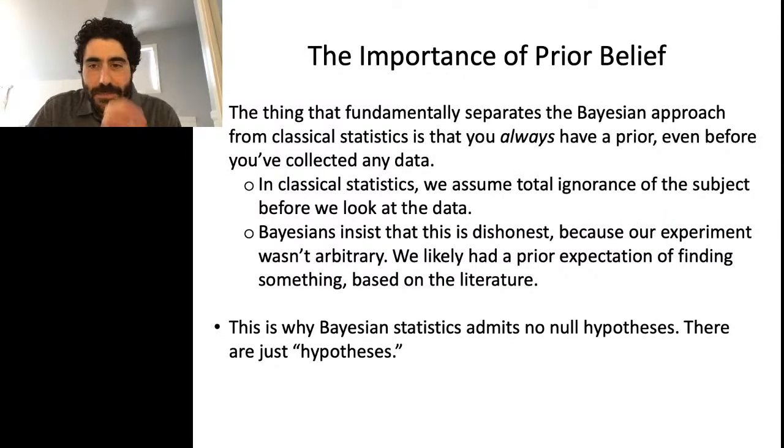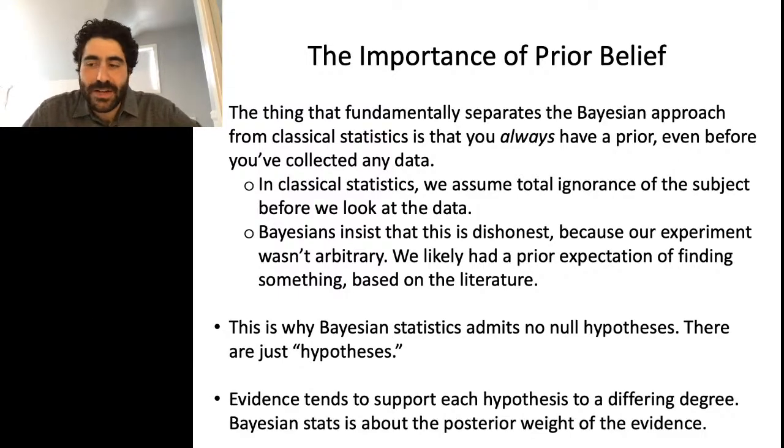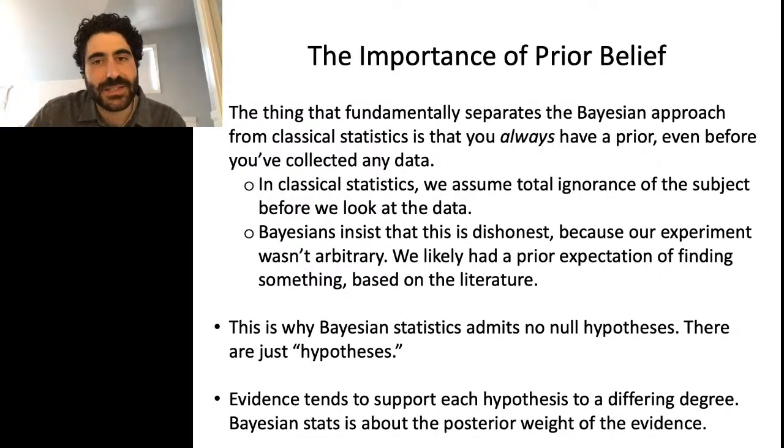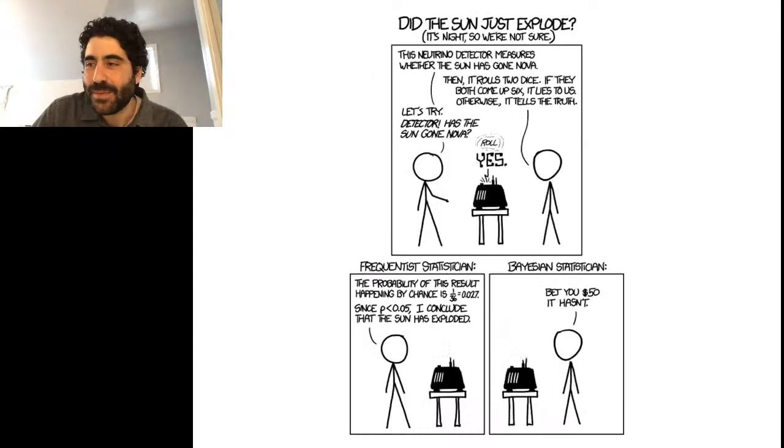Okay. So in Bayesian statistics, we usually don't really talk about there being a null hypothesis. There's just hypotheses, and we're going to try to reweight them as we go. Our evidence is going to support each of our hypotheses to some varying degree. And what we want to know is, after we've seen this evidence, how are we adjusting our hypotheses? We actually brought up this issue way back when we first started talking about p-values. I brought up this XKCD example.